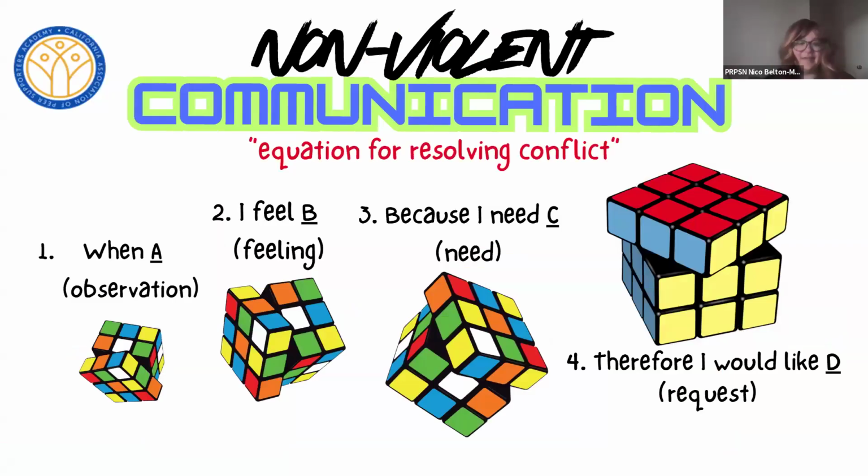So again, they call it the NVC recipe, but because I have the Rubik's cubes and stuff, I like to think of it as an equation. I know not everyone likes math, but I see it as an equation for being able to resolve conflict. So what we do is you put it together: when A, the observation, I feel B because I need C, therefore I would like D, which is your request.